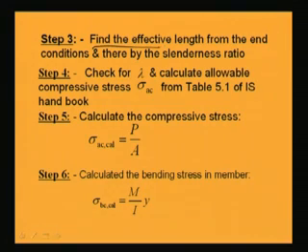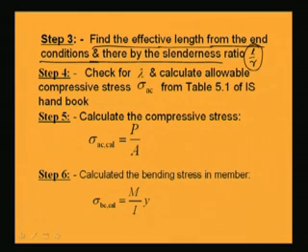We will find the effective length from the end conditions and thereby the slenderness ratio. So we will find out the effective length from the end conditions and also the slenderness ratio as L by R, because the effective length can be found out and R is the radius of gyration, which is given in tabular form in the handbook for a particular section.